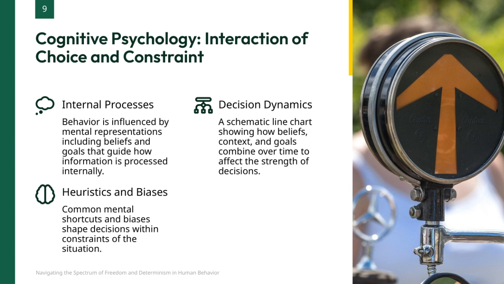direction of our decisions. Finally, heuristics and biases come into play. These are common mental shortcuts and biases that shape our decisions, especially within the limitations or constraints of a situation we face. Together, these elements illustrate the complex ways our mind navigates choices amid various constraints.